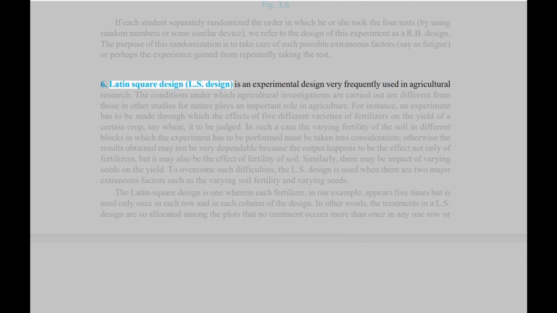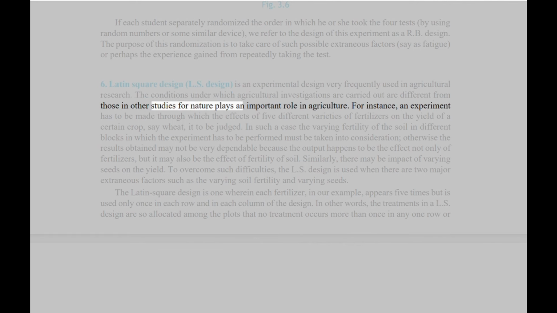6. Latin square design, LS design, is an experimental design very frequently used in agricultural research. The conditions under which agricultural investigations are carried out are different from those in other studies, for nature plays an important role in agriculture. For instance, an experiment has to be made through which the effects of 5 different varieties of fertilizers on the yield of a certain crop, say wheat, is to be judged.